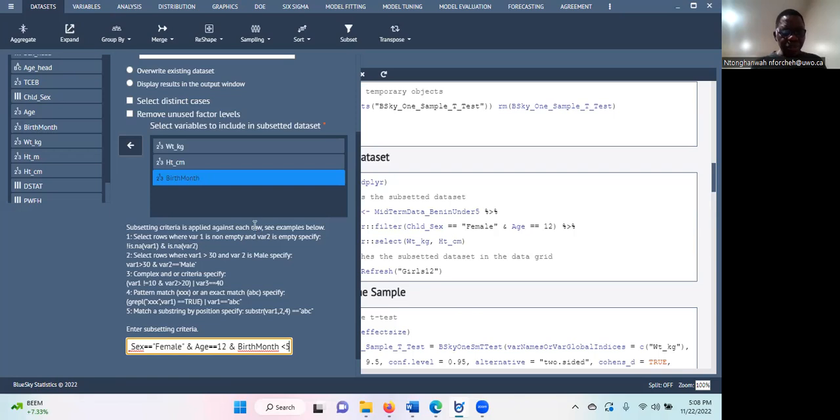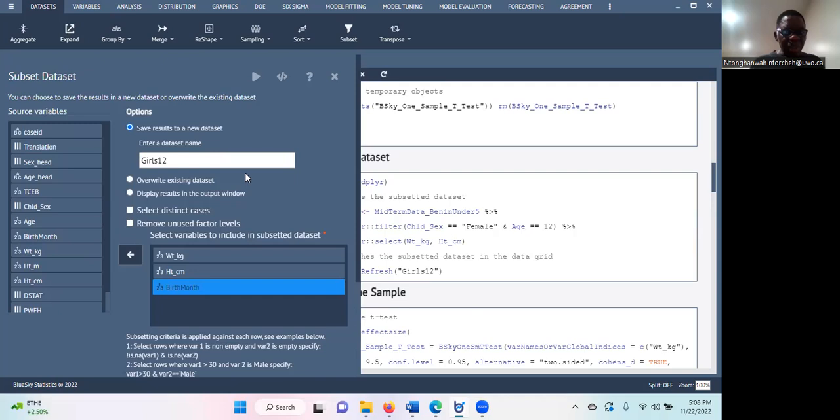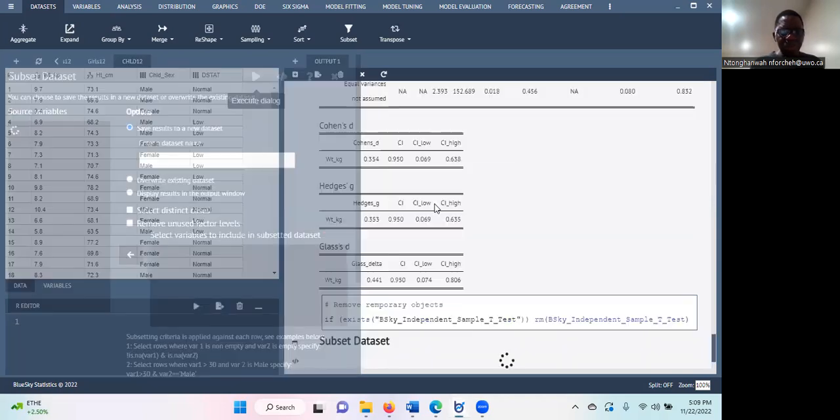So these are girls born between January and April. And I'm just going to override that data set. Let's override it.